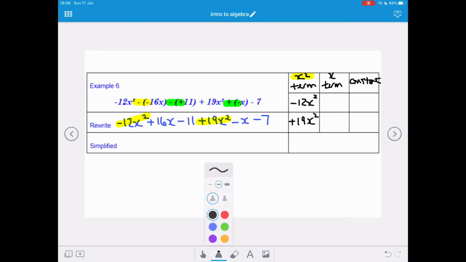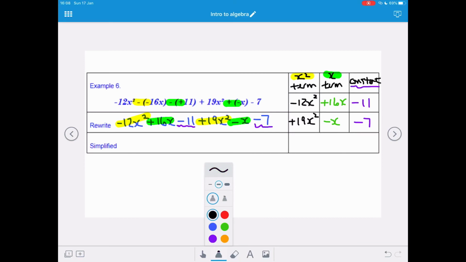We've got two x terms. Remember to take the sign with the coefficient. So we've got plus 16x and minus x. So we're going to put those into our table as our x terms. And then we have two constant or numerical values, which we're going to underline in purple. We've got a minus 11 and we've got a subtract 7. So we're going to write those into our table.